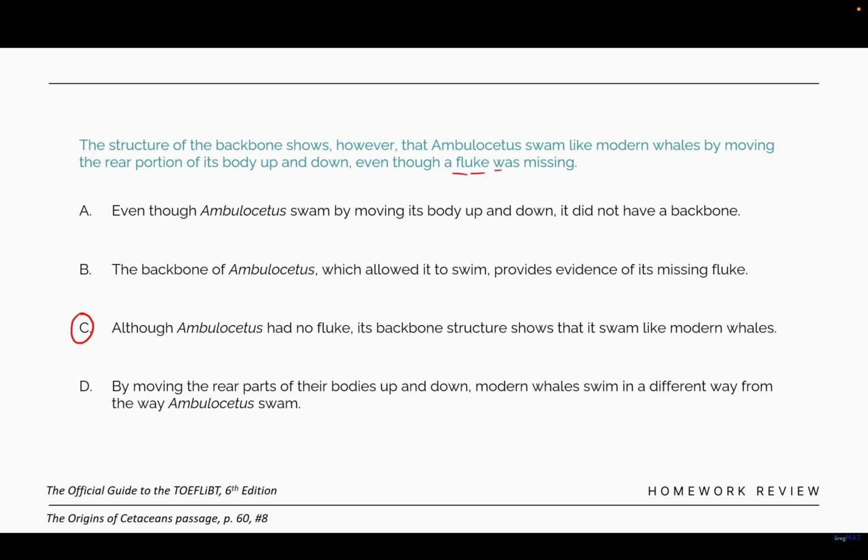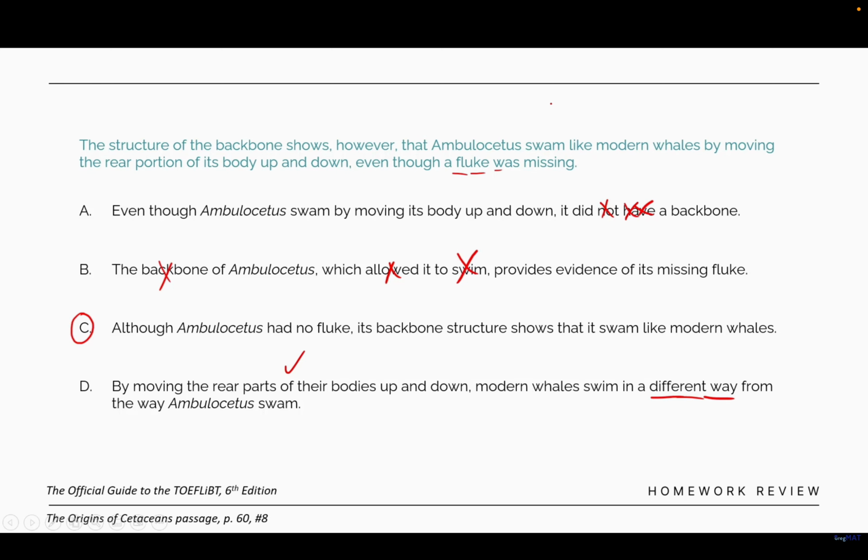Thank you, Dina. Now, to talk about why answers are wrong, remember, we always want to do process of elimination. If you look at this one, it did not have a backbone. We don't have any evidence about that. The backbone allowed it to swim. I don't see that idea. And then finally, by moving the rear parts of their bodies up and down, we do have that, by the way. Modern whales swim in a different way. I don't see anything about different here.